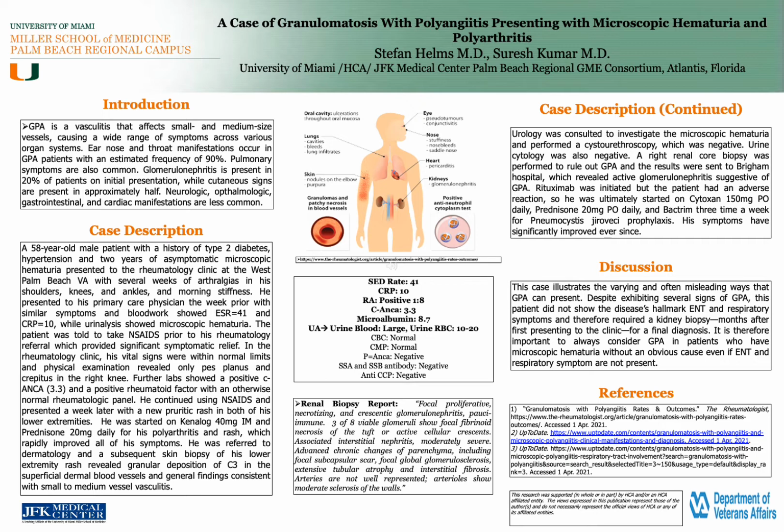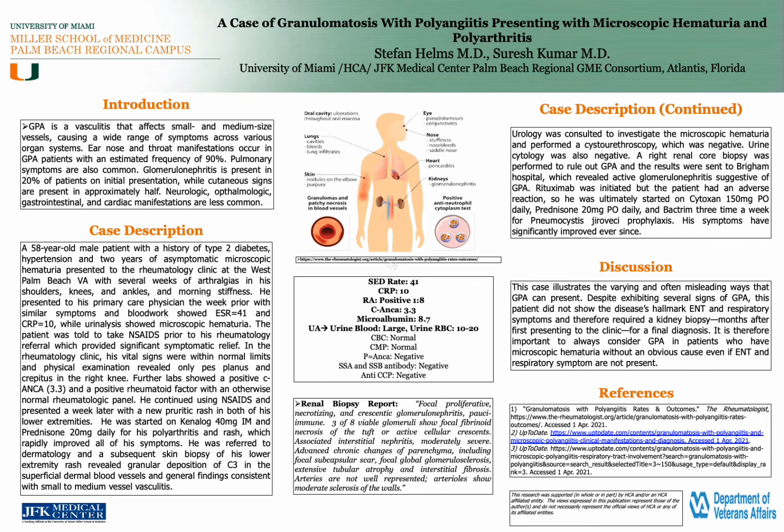He was started on Kenalog 40 mg IM and prednisone 20 mg daily for his polyarthritis and rash, which rapidly improved all of his symptoms. He was referred to dermatology for the rash, and a subsequent skin biopsy of his lower extremity rash revealed granular deposition of C3 in the superficial dermal blood vessels and general findings consistent with small to medium vessel vasculitis.